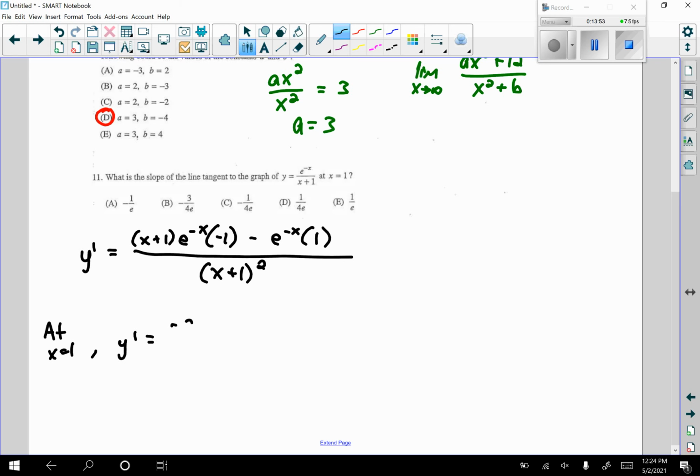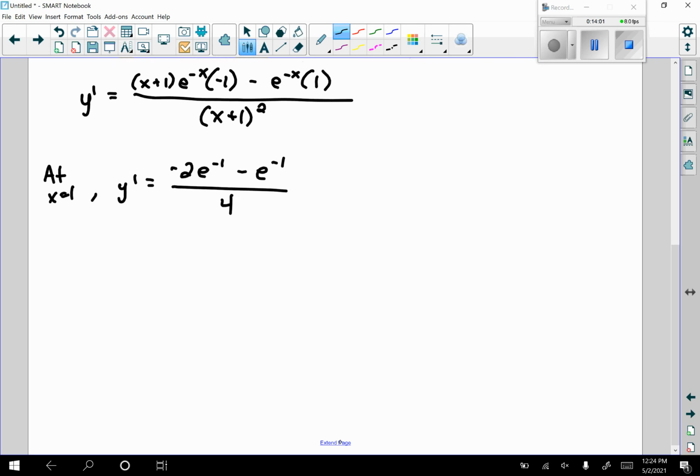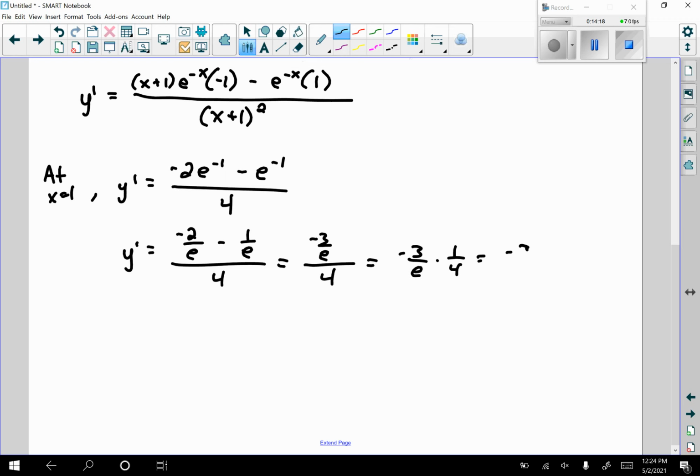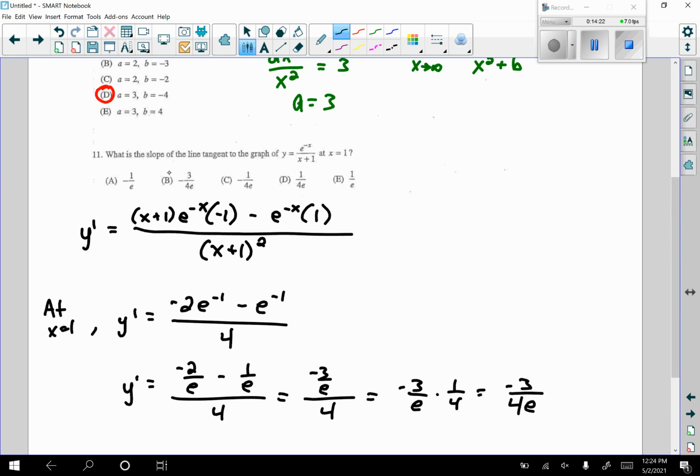And then we'll say at x equals 1, y prime is going to equal, this will give us a 2 times a negative 1, so we get a negative 2 times e to the negative first, minus e to the negative first. All over this will give us 2 squared, which is 4. So now we could rewrite this as negative 2 over e minus 1 over e all over 4. We can combine these into one fraction. We get a negative 3 over e divided by 4. We could rewrite this multiplied by the reciprocal, which gives us negative 3 over 4e. That was b.